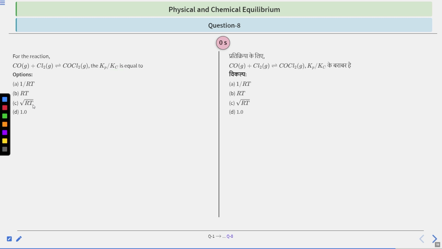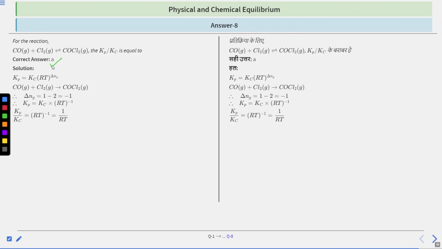Okay, so let's see the answer. The correct answer is option A. We have Kp is equal to Kc into RT to the power del Ng. We know this equation, right? And we have this reaction. So del Ng for this reaction is 1 minus 2, which is minus 1. So Kp will become equal to Kc into RT to the power minus 1. That means Kp divided by Kc equals RT to the power minus 1, which is equal to 1 upon RT. So we can say that Kp by Kc equals 1 upon RT. And thus, our option A is the correct answer.